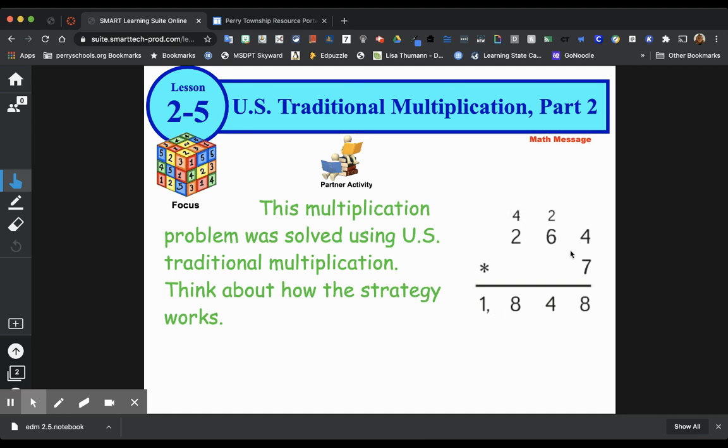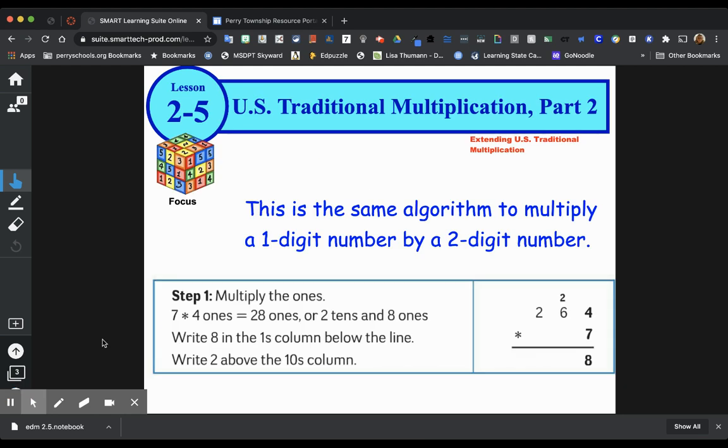So you see 264 times 7. 7 times 4 is 28. 6 times 7, 42, plus 2 would be 44. And 7 times 2 is 14, plus 4 was 18. So you get 1,848. So this is the same algorithm to multiply a one-digit number by a two-digit number.